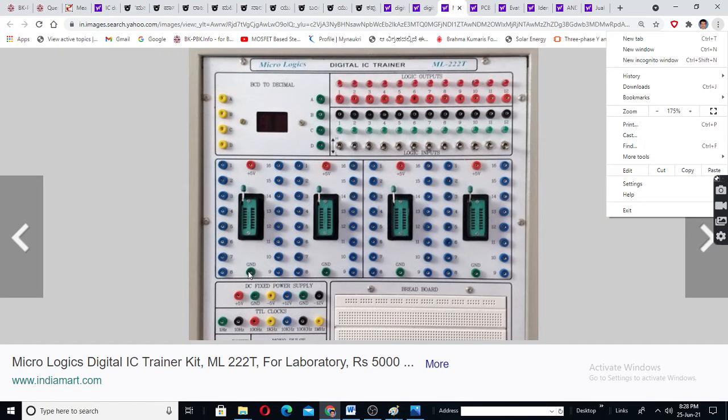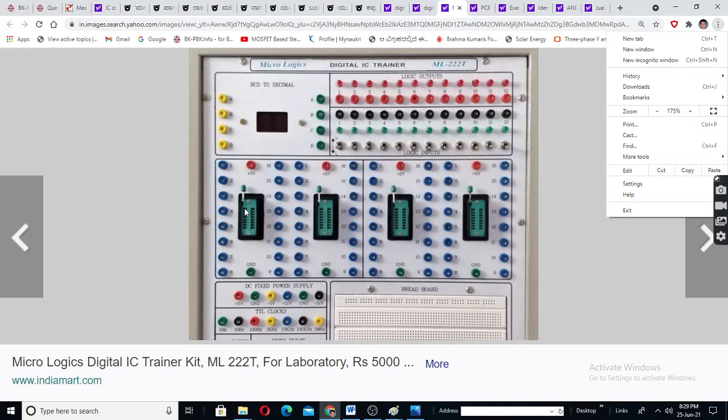See here, ground means 0 volt. This is an 8 pin socket. See 1, 2, 3, 4, 5, 6, 7, 8. Sorry, 16 pin socket. 9, 10, 11, 12, 13, 14, 15, 16. This socket, see this, 1, 2, 3, 4, 5, 6, 7, 8.